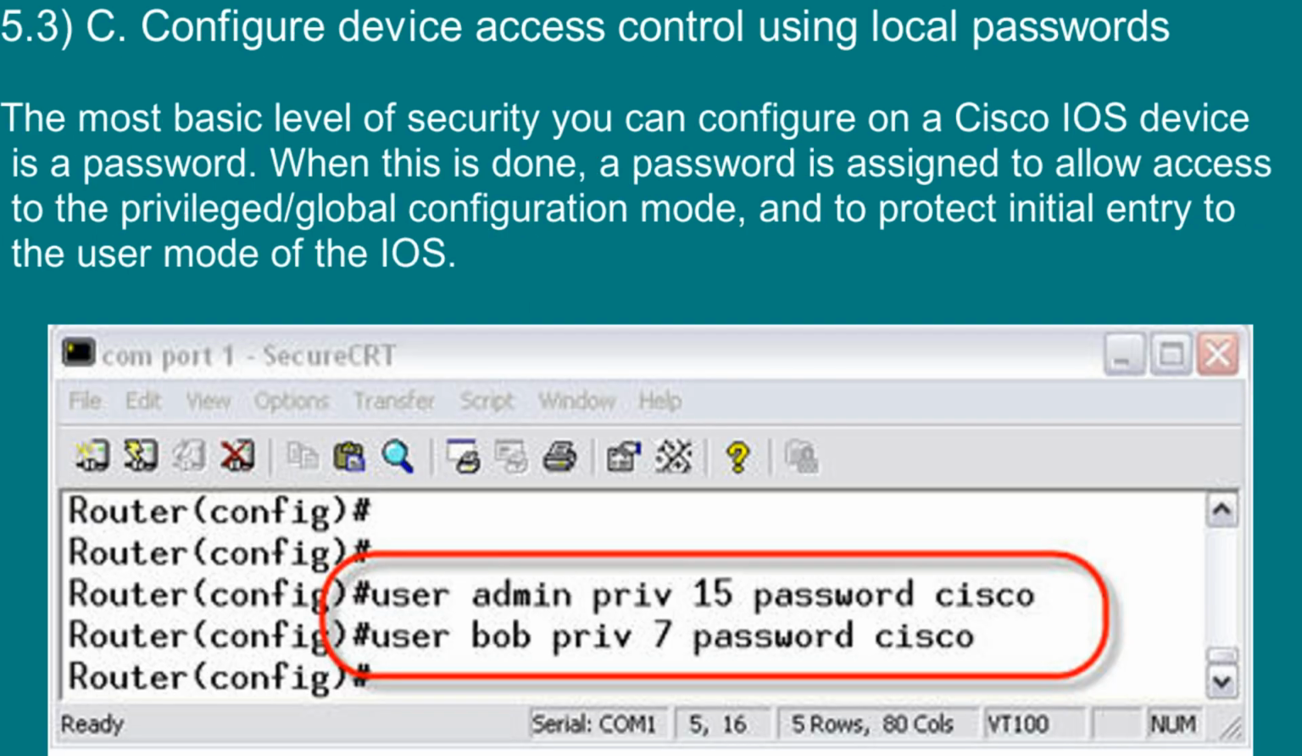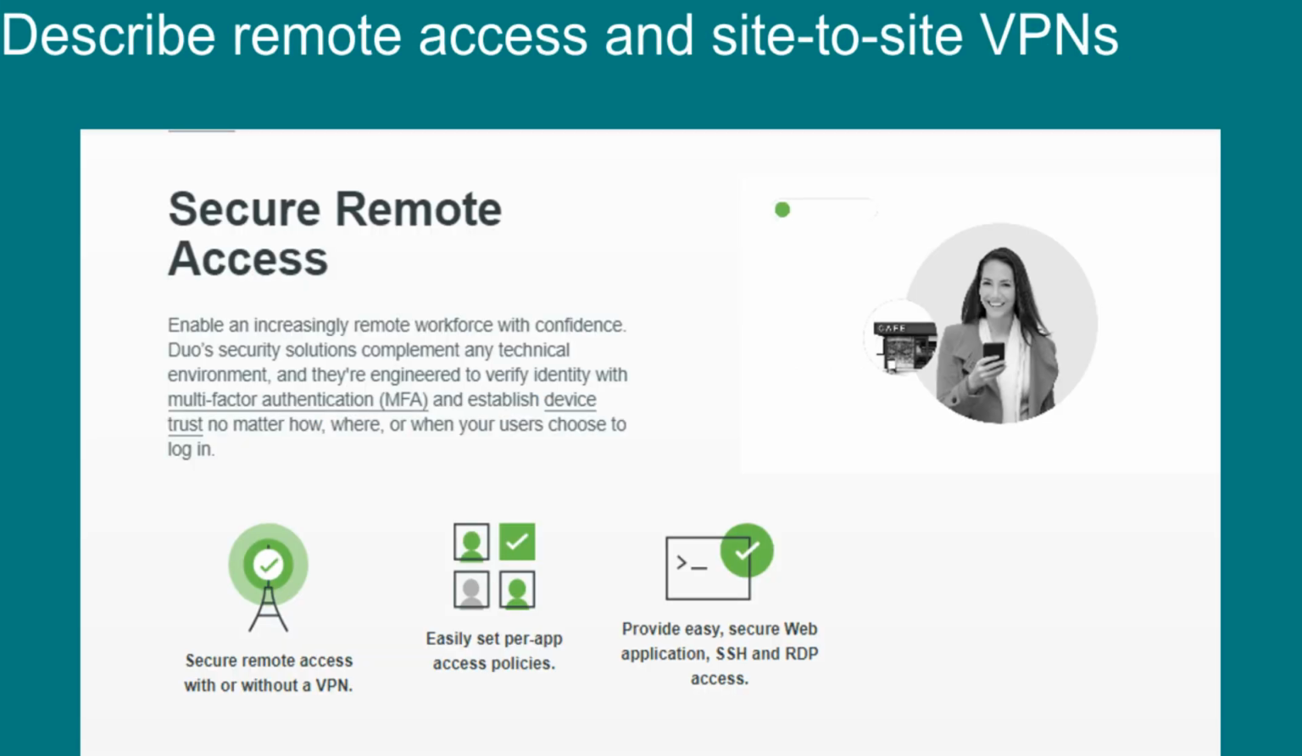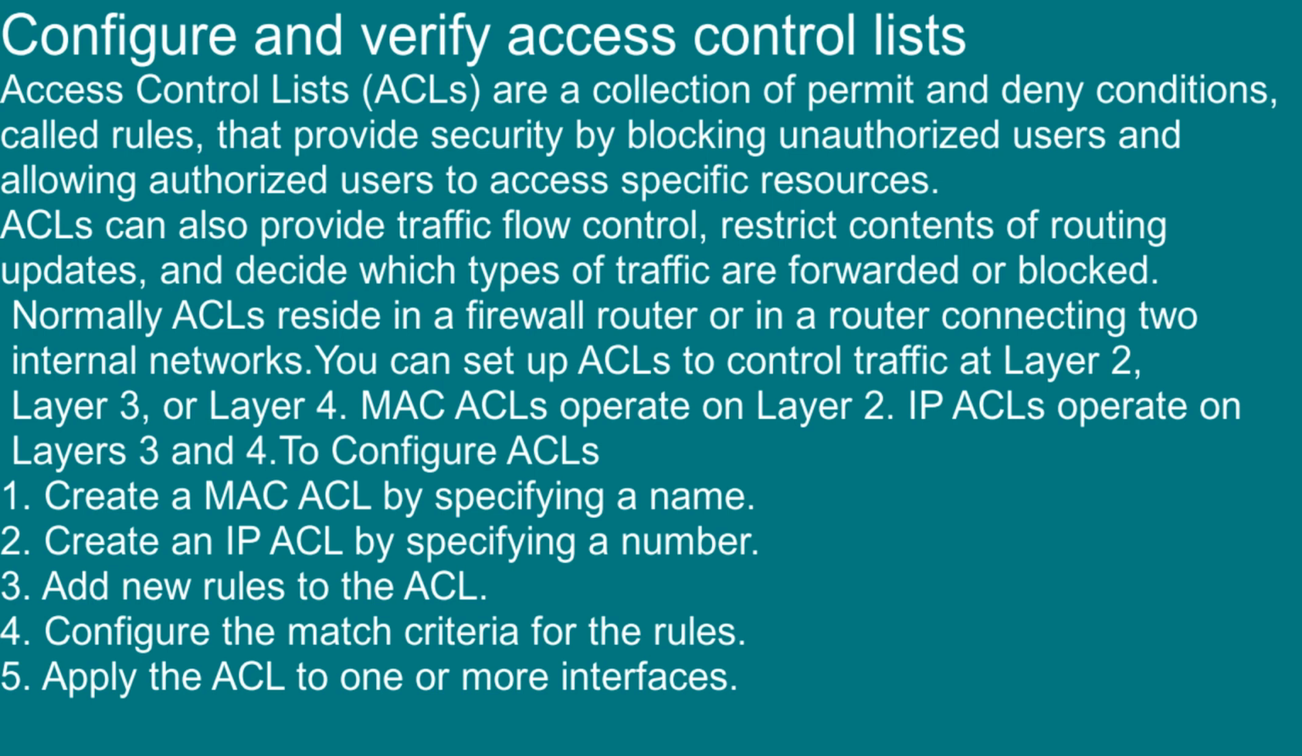C. Configure device access control using local passwords. The most basic level of security you can configure on a Cisco IOS device is a password. When this is done, a password is assigned to allow access to the privileged global configuration mode and to protect initial entry to the user mode of the IOS. D. Describe security password policies. Elements such as management, complexity, and password alternatives, multi-factor authentication, certificates, and biometrics. E. Describe remote access and site-to-site VPNs. Configure and verify access control lists.